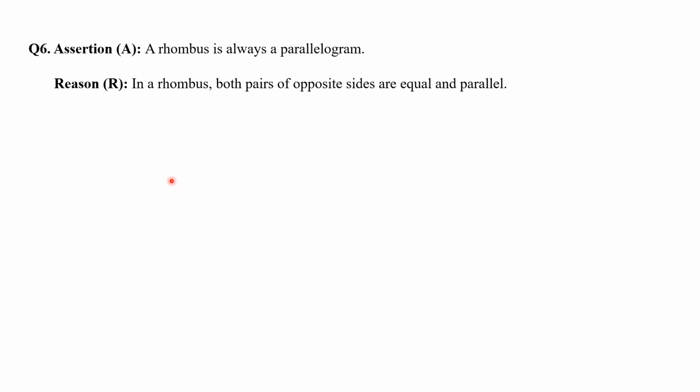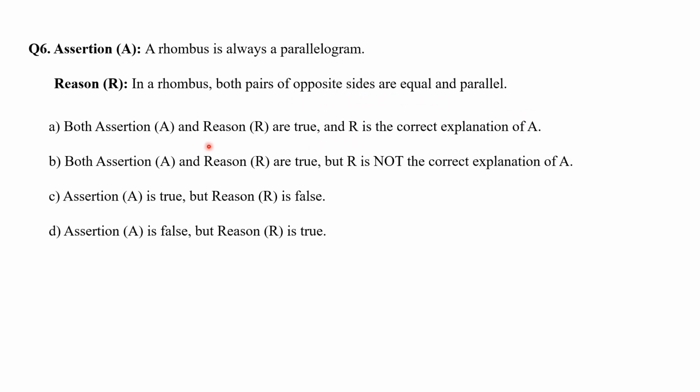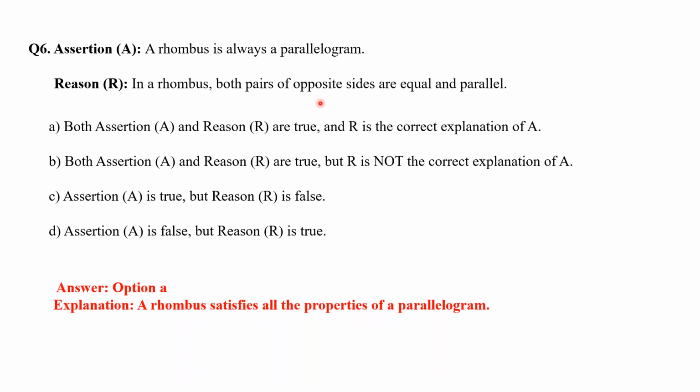Now question number 6. A rhombus is always a parallelogram. In a rhombus, both pairs of opposite sides are equal and parallel. So yes, rhombus is a parallelogram. So assertion is true, and it is given that in a rhombus both pairs of opposite sides are equal and parallel. Now rhombus is a parallelogram, so obviously it will satisfy all the properties of a parallelogram. So reason is also true. So the correct option is option A.